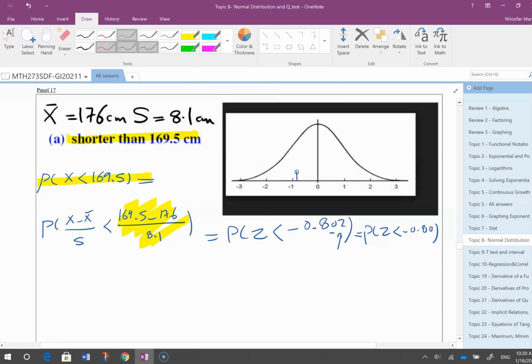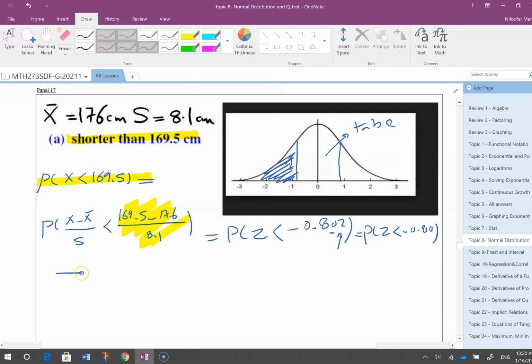Okay, so this is 0.8 here. Probability less than this. I just have from here to here from the table. I just have this part from the table. But now I want this part. What should I do?